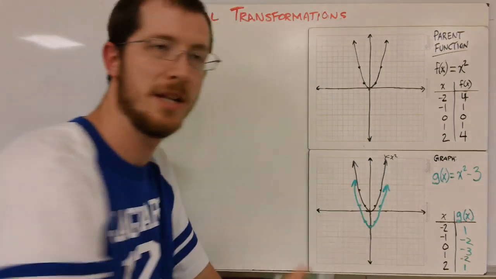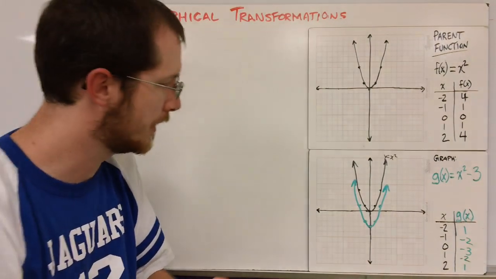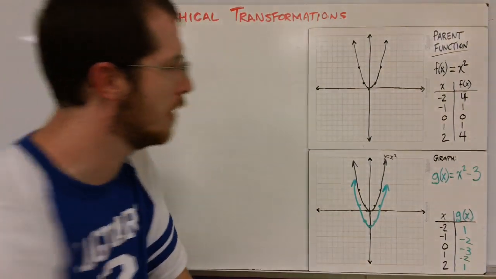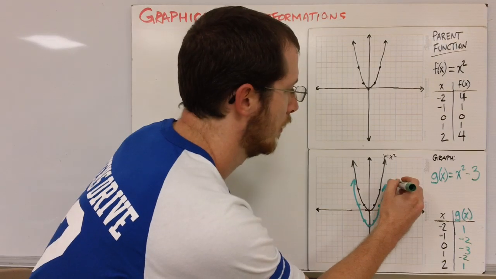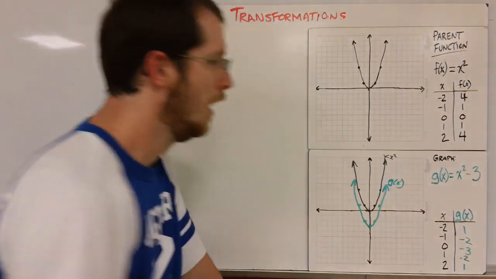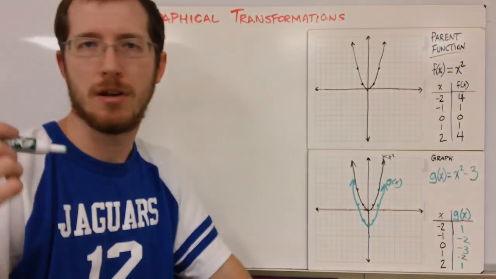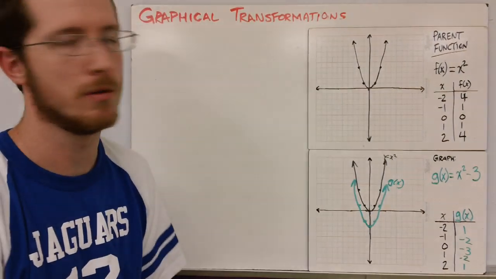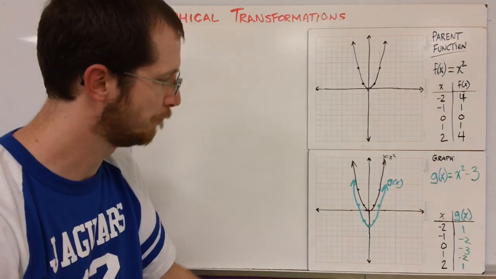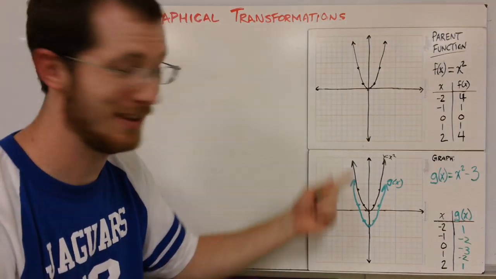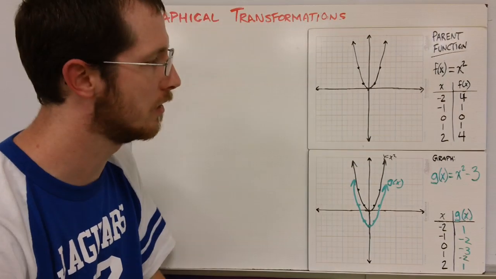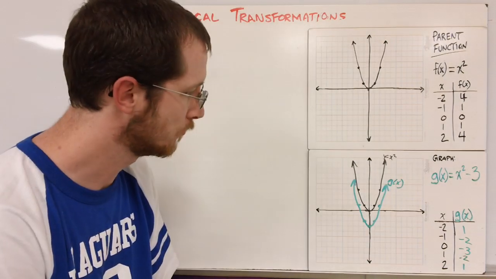We get the overall basic shape from those 5 points. And we've got our parabola. We've got our g of x graphed here. Now this is where colored pencils, highlighters, colored pens really come in handy when we're graphing these transformations by hand, so we can tell the difference between our parent function and our final function.